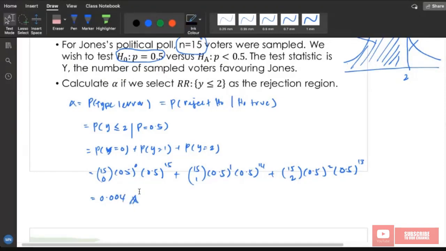This is how we calculate probability of type 1 error, right? You can see the trend is always the same. It's going to repeat the same procedure all the time.